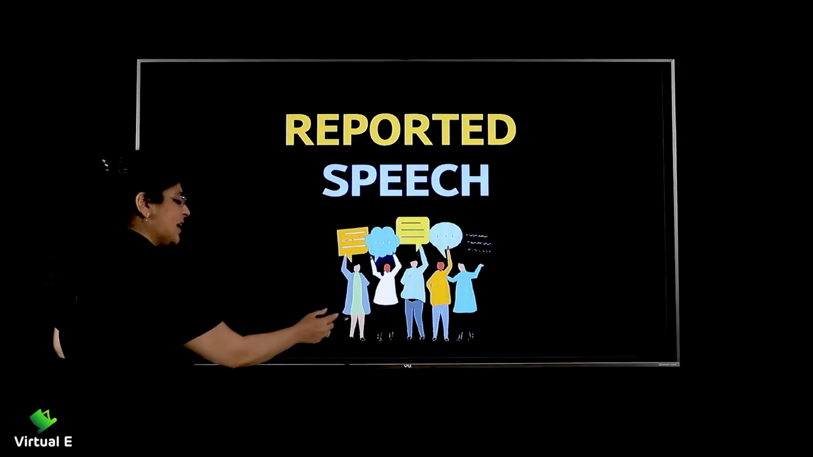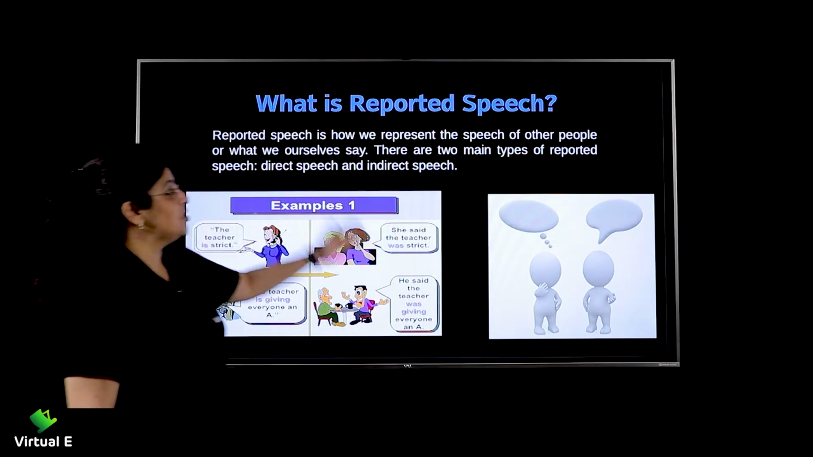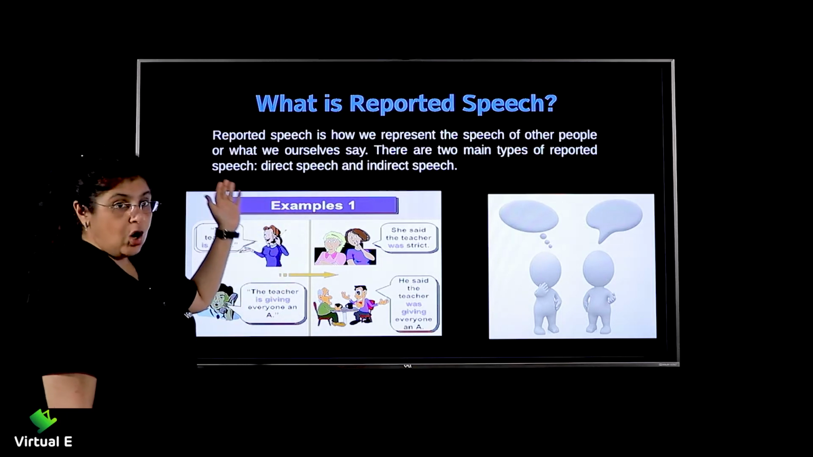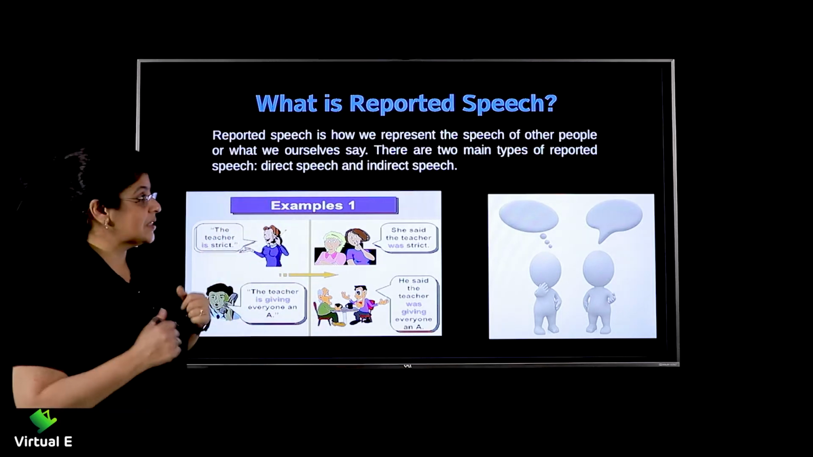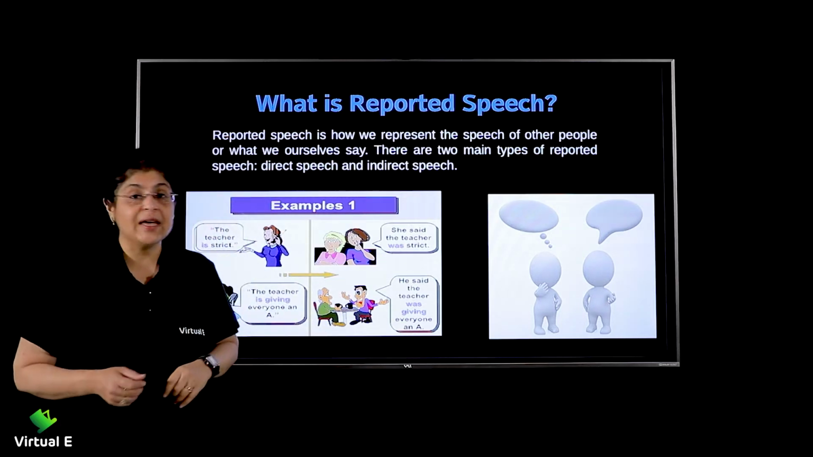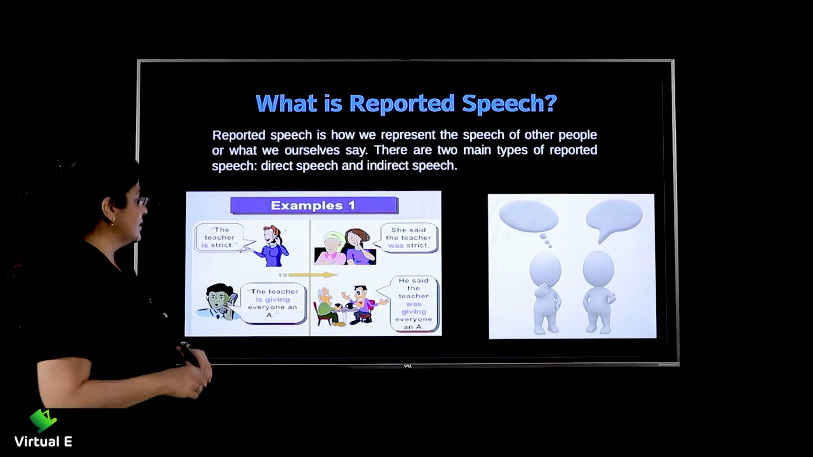Reported speech. What is reported speech? Actually, what do you understand by it? Reported speech is how we represent the speech of other people or what we ourselves say. There are two main types of reported speech, direct speech and indirect speech. Now, here it is right there in front of you with a clear-cut example.